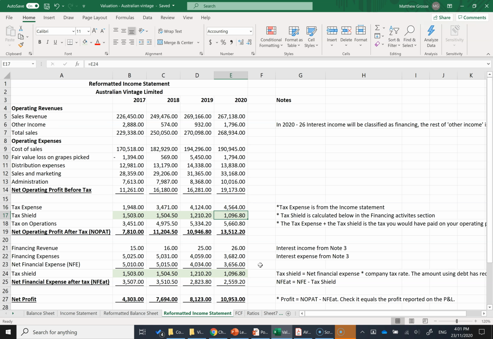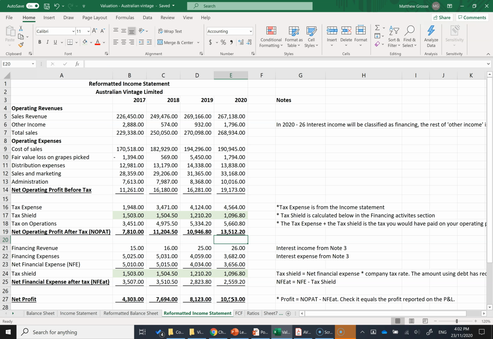However, we had a tax shield of 1,096, which was calculated here due to us using debt, which lowered our tax. So our tax on operations would have been 5,660 if we didn't have this tax shield. Okay, so my tax on operations is the tax expense that's given in the income statement plus the tax shield. And that would be the tax I would have had to pay on my operations if I didn't have this tax deduction from using debt and having interest expense. So I can now calculate NOPAT, my net operating profit after tax. Net operating profit before tax minus the tax on operations that I've just calculated gives me NOPAT.